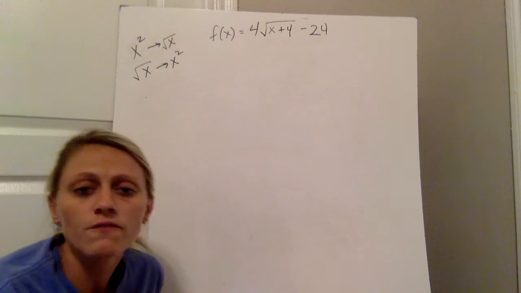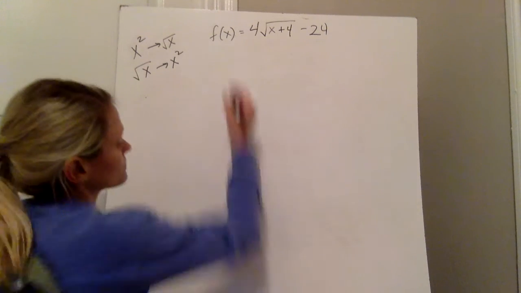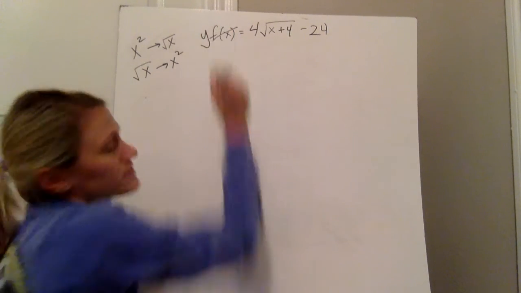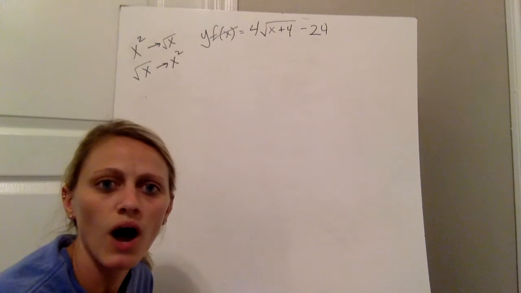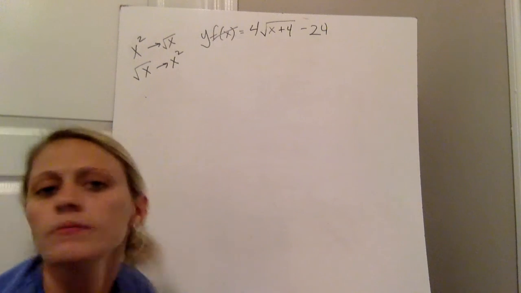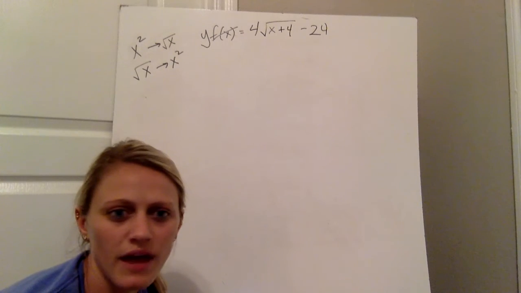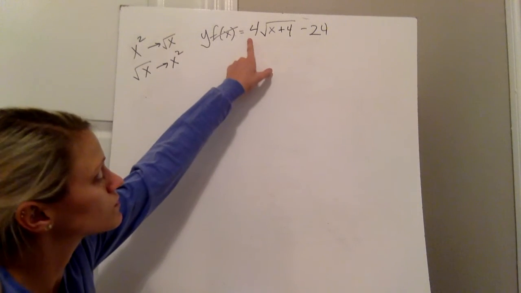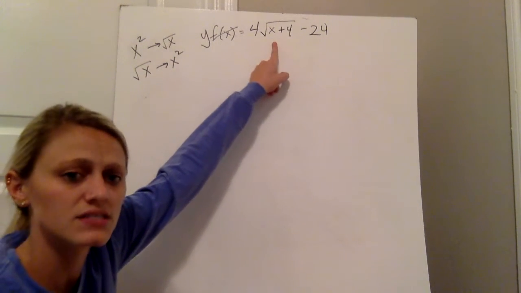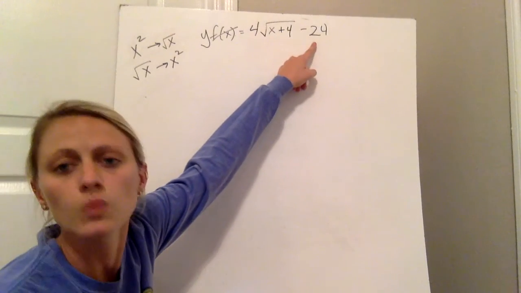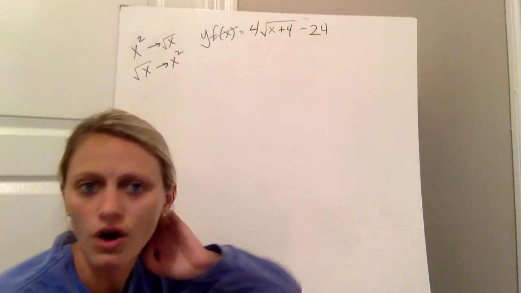Okay, so first thing, obviously, that we're going to do is instead of f of x, I want you guys to have y. I'm just going to make it easier for myself. I'm going to cross out the f of x and put a y. You guys should be good with that by now. So now I've got y equals 4 times the square root of x plus 4 minus 24. This is the second example on y'all's paper.